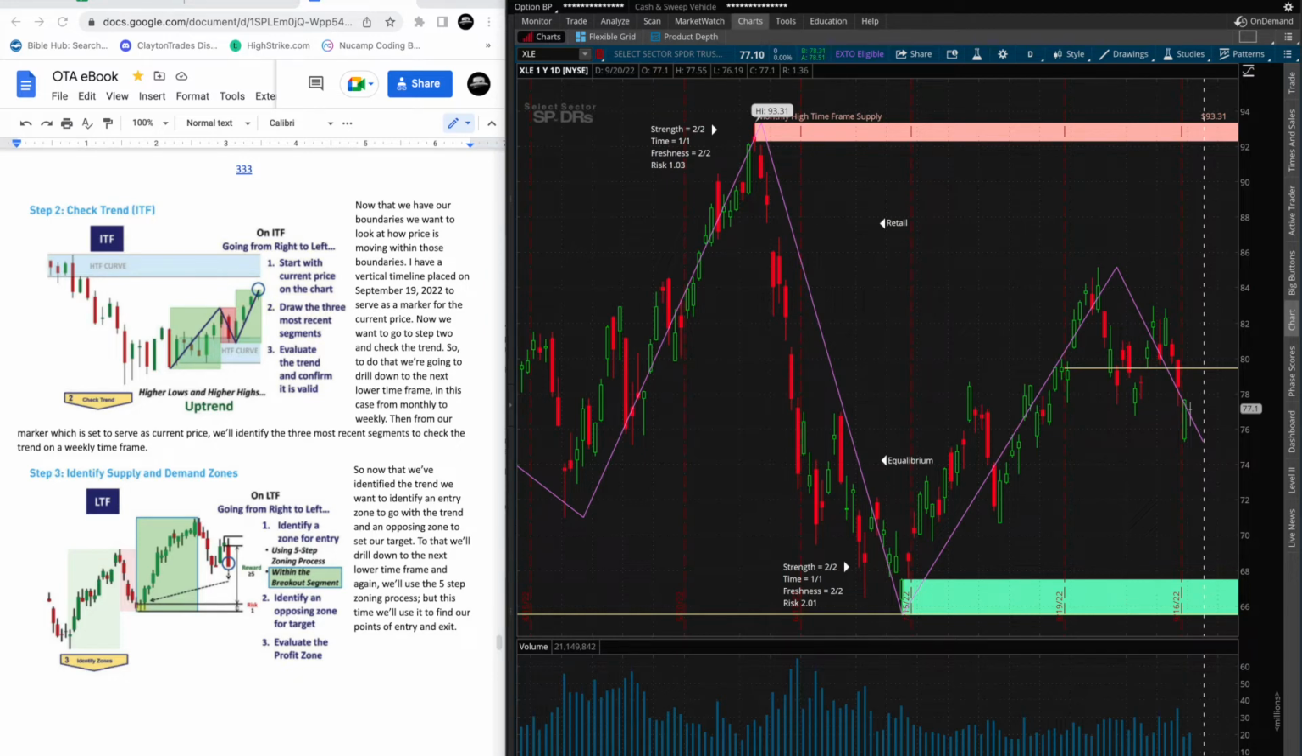In this particular case, both zones scored full marks. You have a total 5 out of 5 points for the supply zone. You have a total 5 out of 5 points for the demand zone. So now it's a matter of, are you comfortable going long? Are you comfortable going short? Maybe you want to look at the amount of risk that you're taking for the demand zone. This is $2.01. This zone here is smaller. It's $1.03. You might use that to determine, do you want to go long or short?